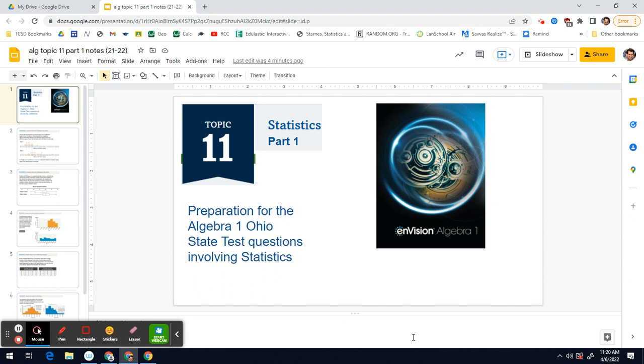Now, Topic 11 on statistics is going to be much focused on Algebra 1 OST prep for you. So we're going to do two parts. This is going to be part 1, covering dot plots, histograms, and box plots, right? That's typically the three types of displays you'll see on the state test in Algebra 1, and then interpreting things. So it's going to be a lot of information thrown at you.